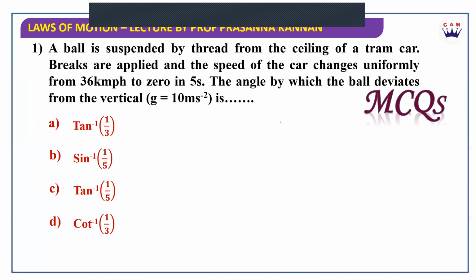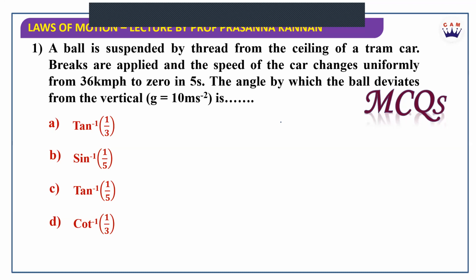The speed of the car changes uniformly from 36 km/h to 0 in 5 seconds. Okay, now tell me, we want to write everything in SI. So 36 kilometer per hour, you want to convert it into what? Meter per second. So what is the best way to do it? Into 5 by 18. Very good. If you multiply 36 into 5 by 18, 36 and 18 will cancel 2. 2 into 5, 10. So 10 meter per second to 0. So what is the change in velocity? 10. What is the time? 5. So can you tell me the acceleration?